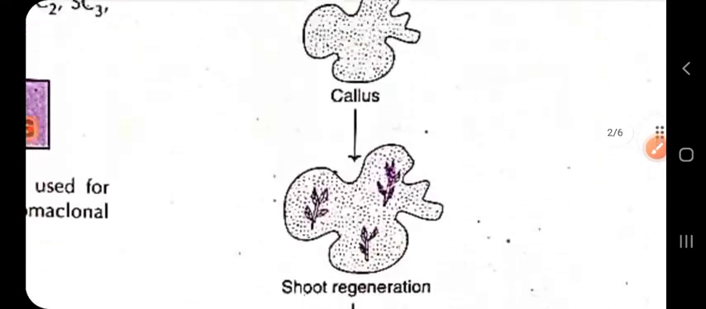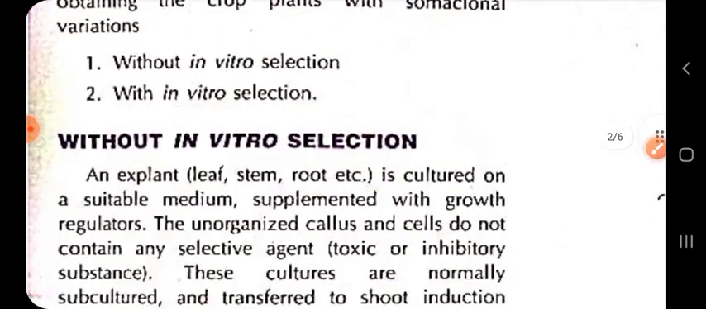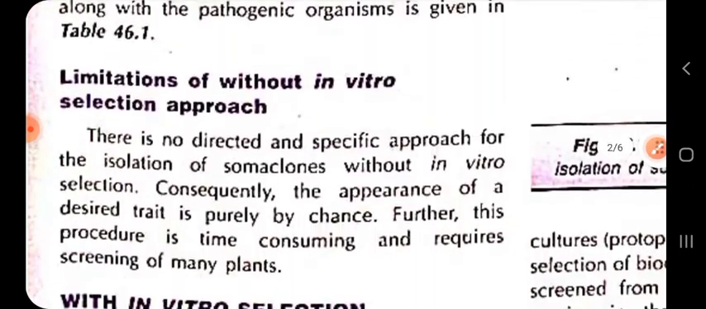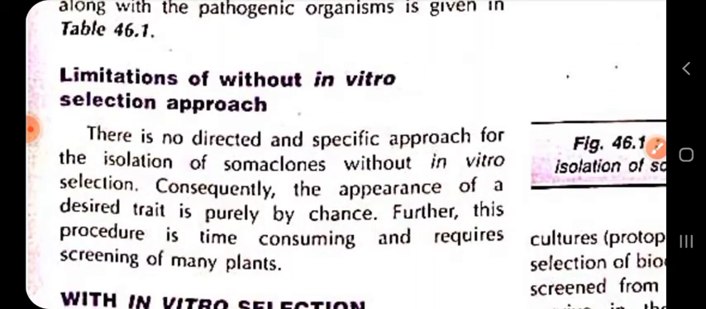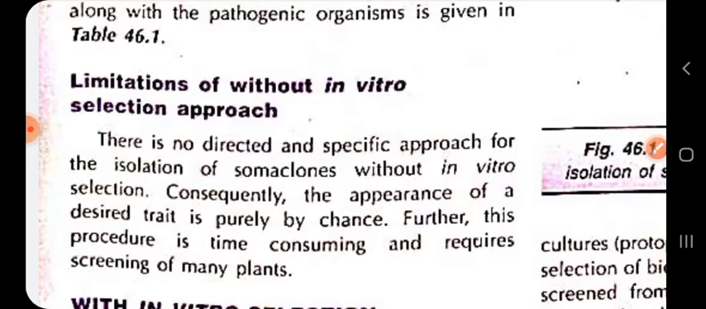So this is the simplified form of the approach without in vitro selection. Now, the limitation of without in vitro selection is that it is a very enormous technique, because we are not inducing any selective agents. We are not trying to find out whether the plants are becoming resistant to selective agents or not, or what type of variation we want.